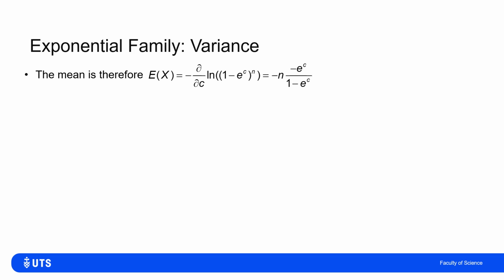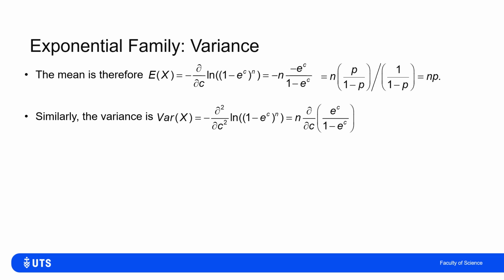So I want to work out the mean and the variance. Well, I'm just differentiating this with respect to c and negating. So the derivative of log of 1 minus e to the c all to the n will give me minus n times minus e to the c over 1 minus e to the c, which will just simplify to np, which I know is the expectation of the binomial.